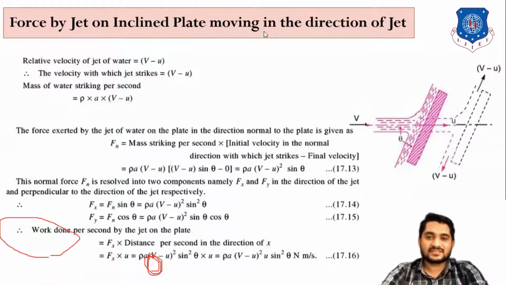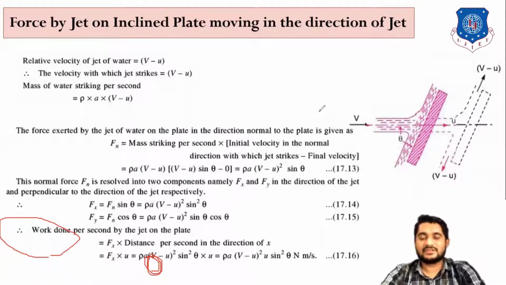As discussed earlier, for the inclined plate there will be two triangles, one triangle for the velocity and one triangle for the forces that we have already drawn here. But in a similar way, relative velocity will be v minus u. So first of all, we have to find the normal force. Normal force is equal to mass flow rate into change in velocity. So mass flow rate will be rho a (v minus u) into change in velocity.